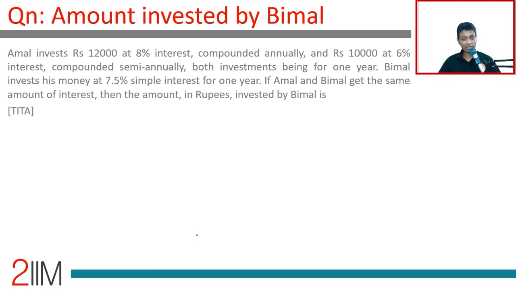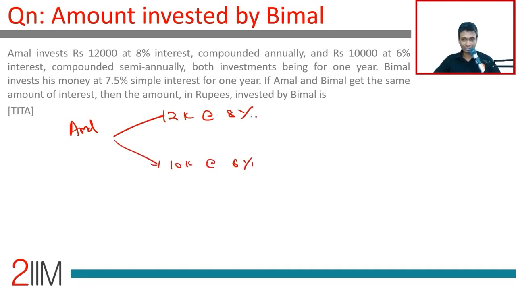Bimal invests his money at 7.5% simple interest for 1 year. If Amal and Bimal get the same amount of interest, find the amount in rupees invested by Bimal. Fine. Amal puts money into two things: 12k at 8% compounded annually, and 10k at 6% compounded semi-annually. This is for 1 year.